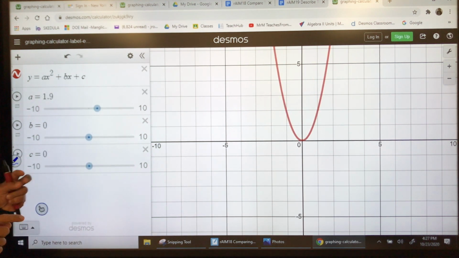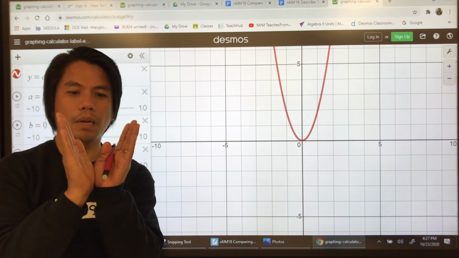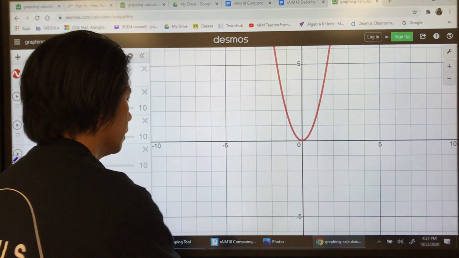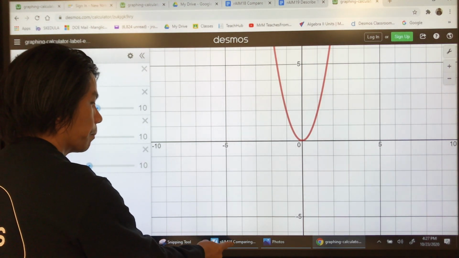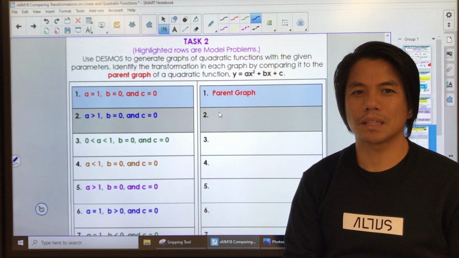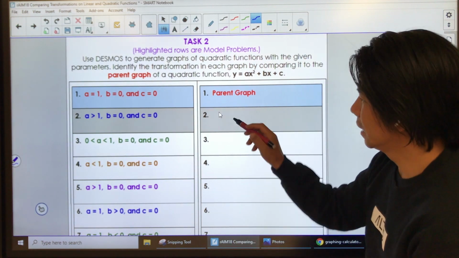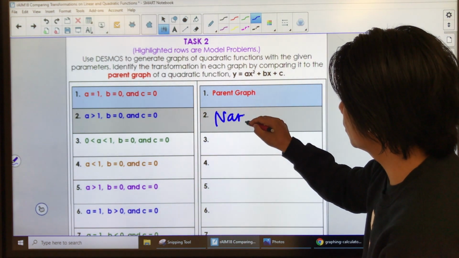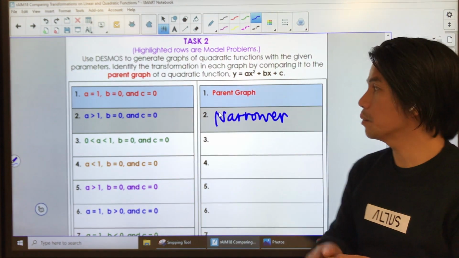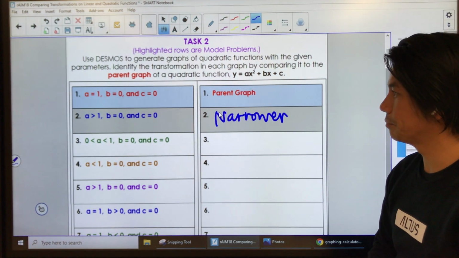What do you notice? Let's do it one more time. Right. Did you notice that the graph or the parabola is getting narrower? Right? But the direction is still going up. So what kind of transformation? It's narrower compared to the parent graph.